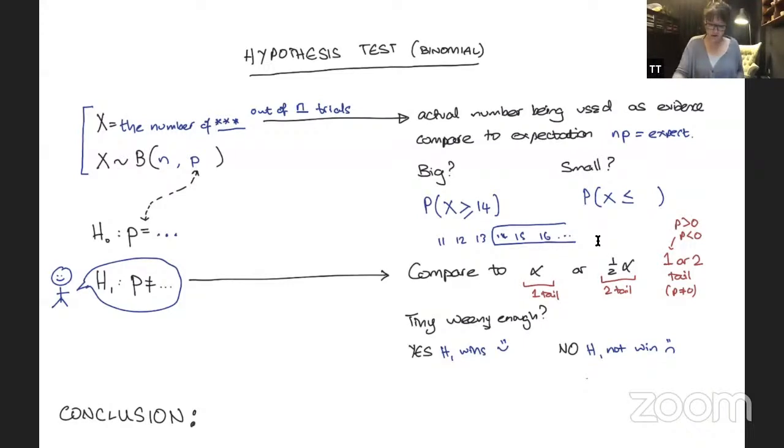Then we write our conclusion, and our conclusion has 3 stages. Stage 1, the comparison. So you literally write down 0.03 is less than 0.5.